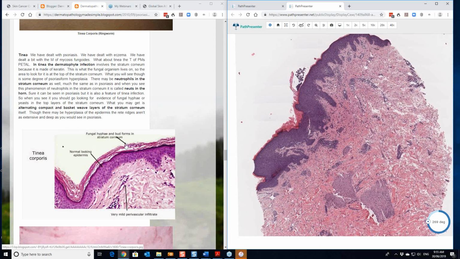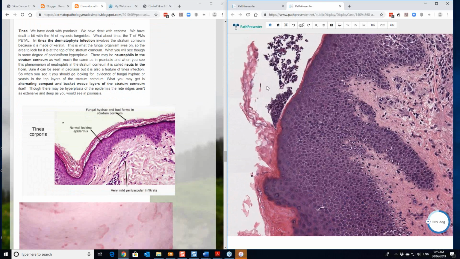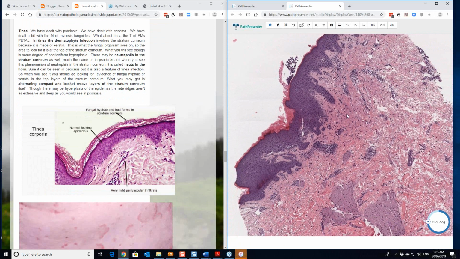Normal looking epidermis, and that one fungal hyphae with bud forms in the stratum corneum. And that's what you need to look for up there with a PAS stain. So that's tinea: a degree of psoriasiform hyperplasia, perhaps compact ortho, a variation of ortho and ordinary keratosis along the stratum corneum, mild spongiosis, but you need to do a PAS. Whenever you see neutrophils under the stratum corneum, certainly tinea has to come in as part of your differential diagnosis.